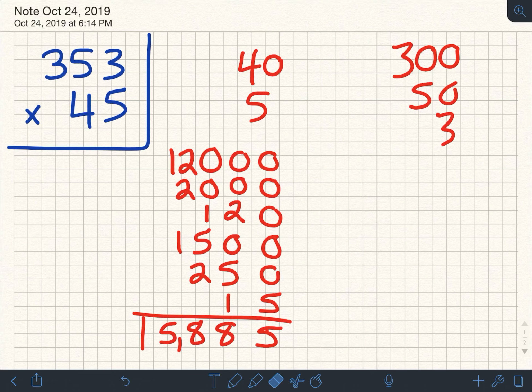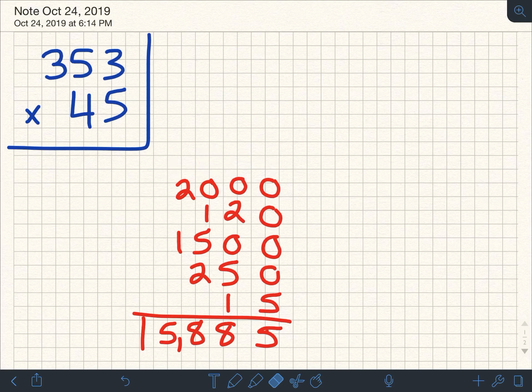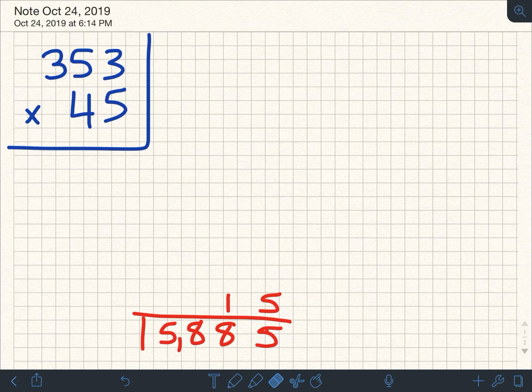And then the last way is going to be lattice multiplication, which I'm guessing a lot of parents haven't seen. I didn't see it until I went to grad school, and it's kind of weird and kind of cool at the same time. So the way you set this up is you have to draw a grid. Now, if you have a 3-digit number, you're going to need 3 columns. If you have a 2-digit number, you'll need 2 columns or 2 rows, but we'll show you how this sets up.